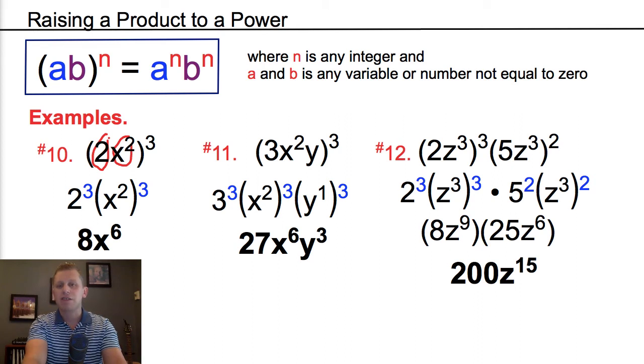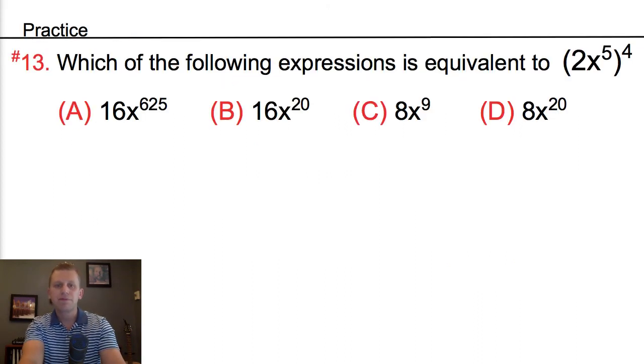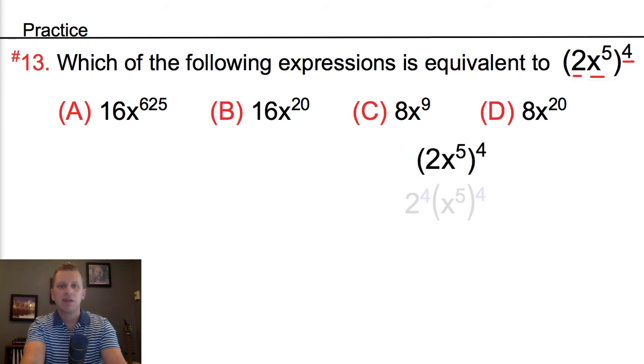Let's have you practice 3 before I get you out of here. See if you can solve this one. Well, when you take a product to a power, they each get the power. So the 2 is going to get the power of 4, as will x to the 5th. Let's rewrite the problem and do that.